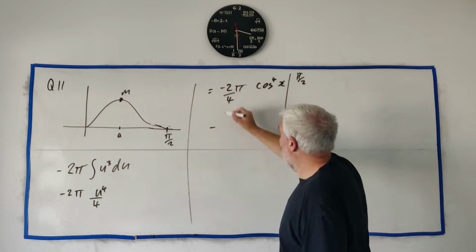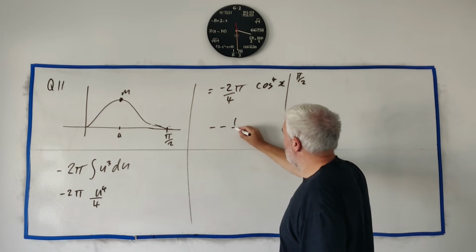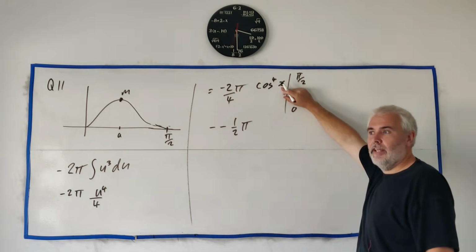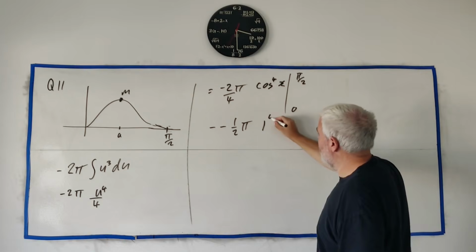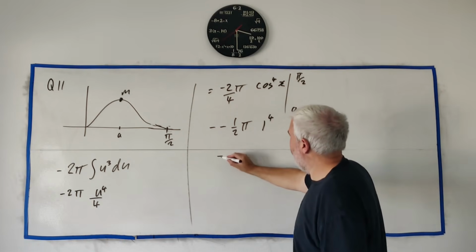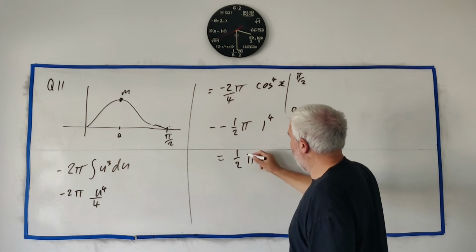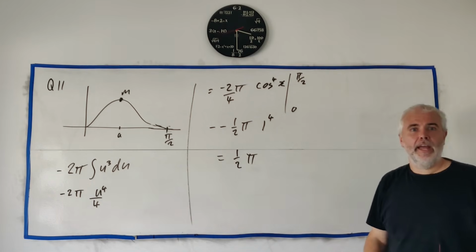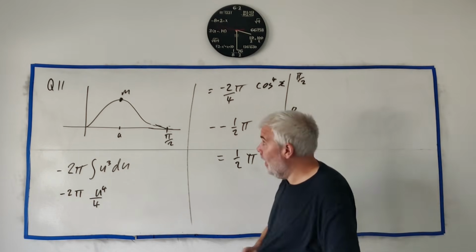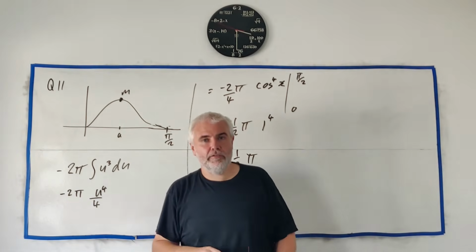Minus, this is 1 over 2 pi. Put 0 in and we get 1. So we get 1 to the power 4. That's just 1. That's just 1. We're left with the final answer, a half pi. Okay, that's it. That's the final answer to question 11. And that's the final question of the paper.